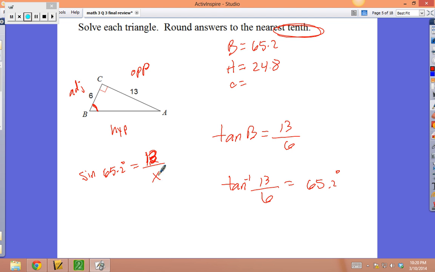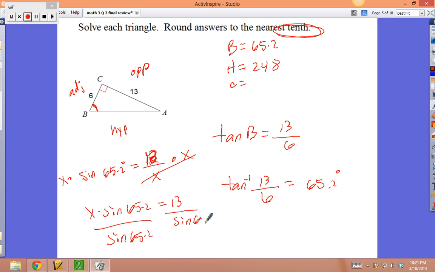Okay, now I want to find x, so I'm going to times both sides by x, and that gets x out of the denominator. So now I got x times the sine of 65.2 degrees, that's equal to 13. So I'm going to solve for x, I'm going to divide this by sine of 65.2, and then x is going to be whatever 13 divided by sine of 65.2 is, and that is about 14.3.